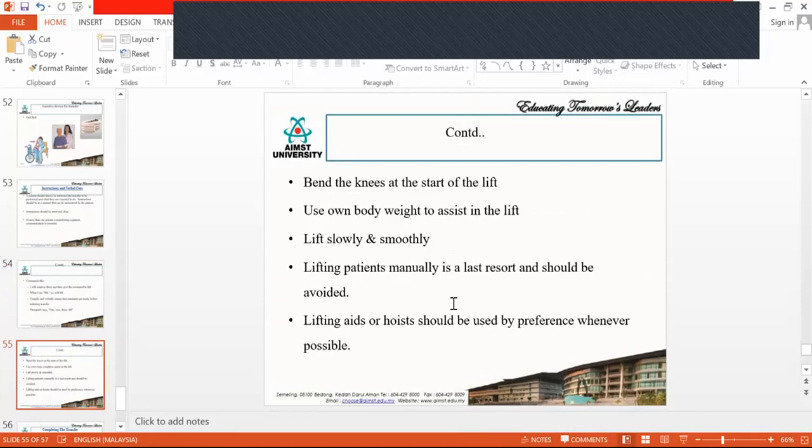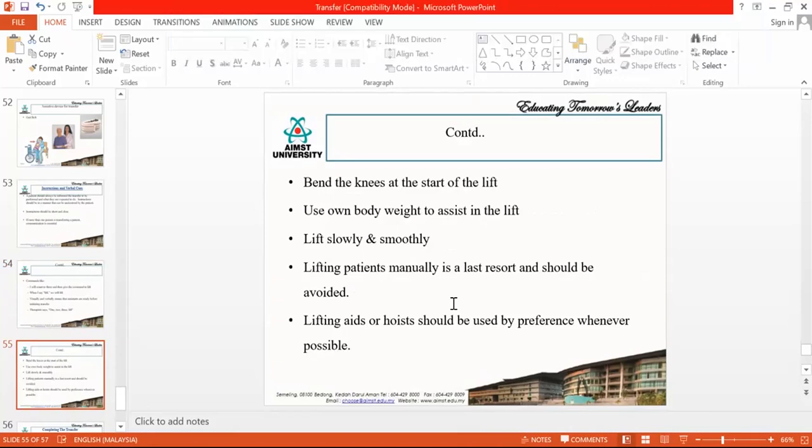The next is bend the knees at the start of the lift, so that when you extend, you will be able to use your body to assist in lifting. Okay, and lift slowly and smoothly, because it is a living object. It is not an object. It is a living person. So you cannot just lift and throw them or put them down. Sometimes they will get hurt.